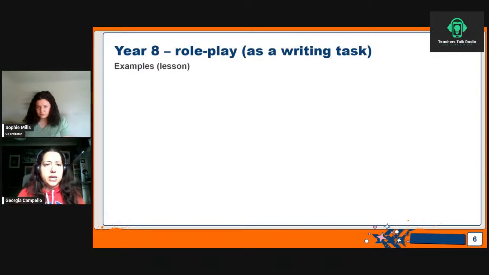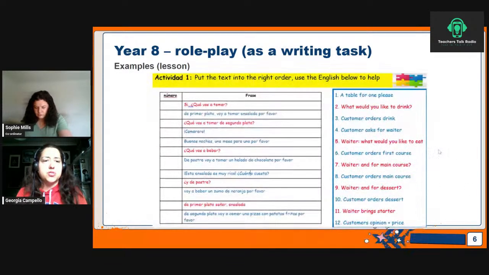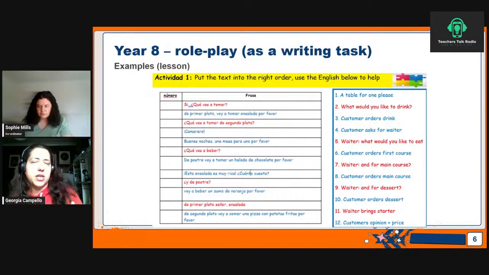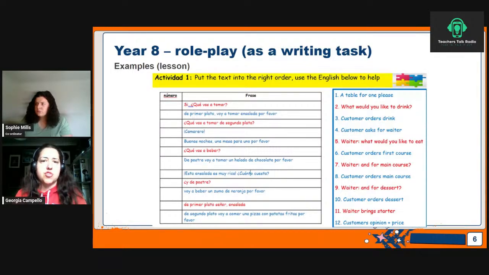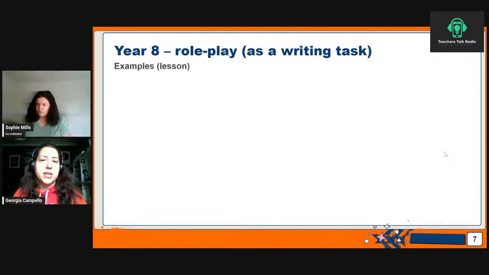And then for Year 8, what we looked at was using the role play, but getting them to do it first as a writing task to get them to really think about how they're doing that. So in the lesson I chose in Year 8, we were doing the topic of food. So it was quite nice to use the role play of, you are at a restaurant and you need to book a table, order your food, etc. So in lesson, we might do something like this. They would have the conversation in the wrong order, and then they would have to put that in the right order. And we have mixed ability, so I would have the English there, for example, and color coded to help students put that in order.